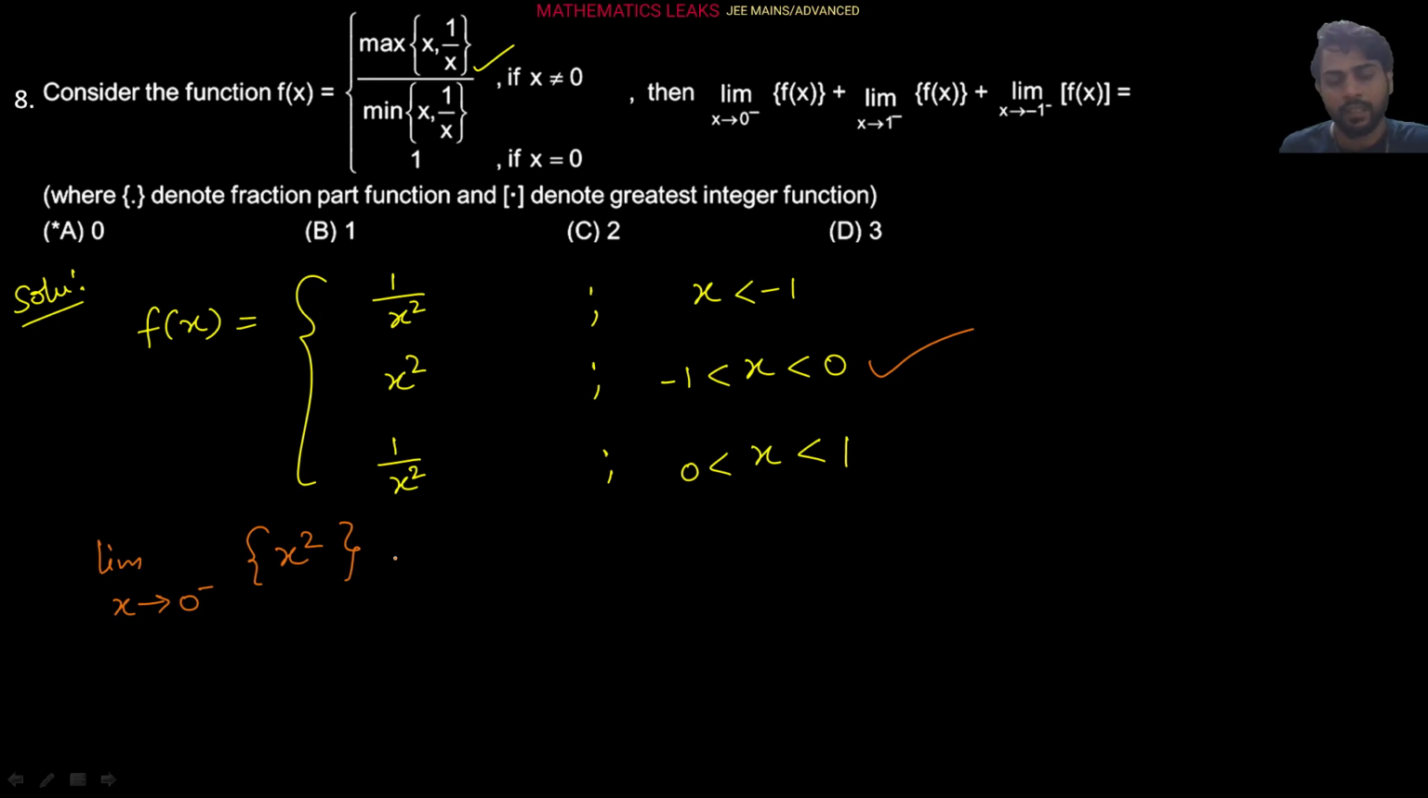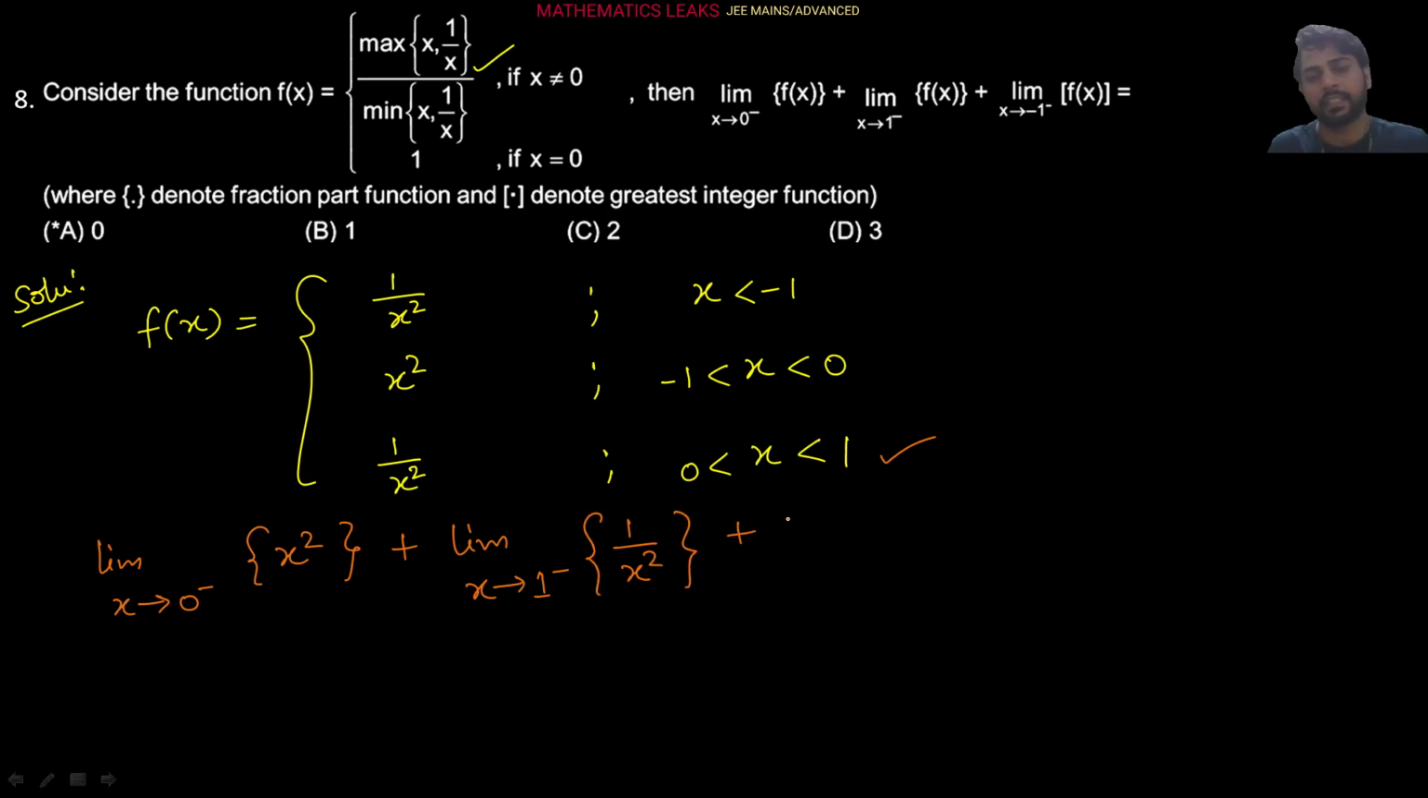Plus limit x tends to 1 from left side part. So what will happen here? 1 from left side part, if we are seeing here, which one do we have to focus on? In between 0 to 1. From left side 1, this one. So what here? 1 by x square fractional part. 1 by x square fractional part it is coming. Right?